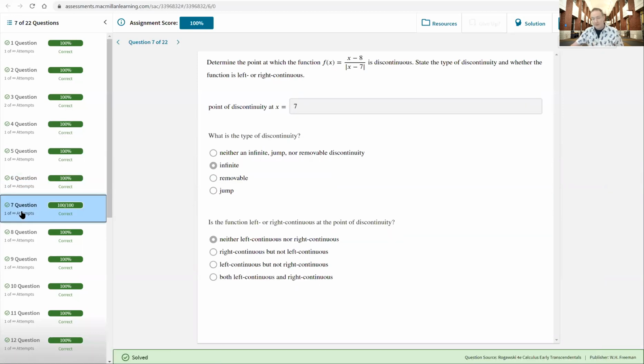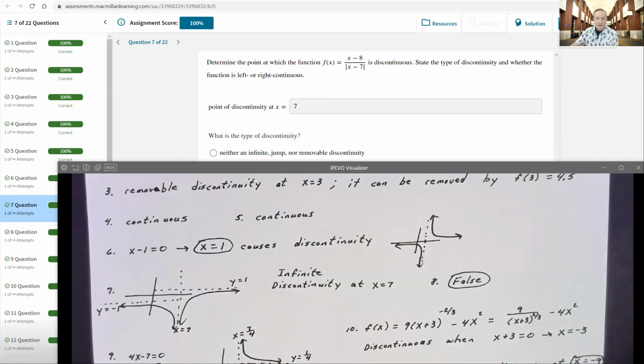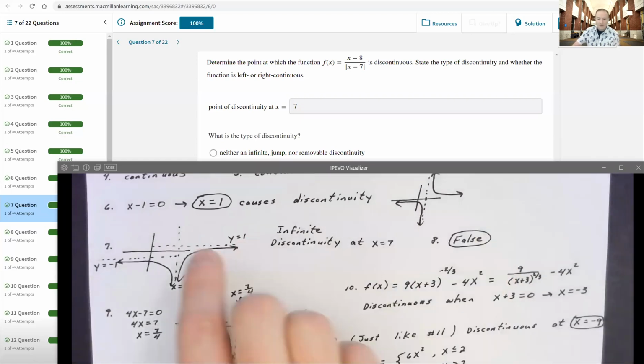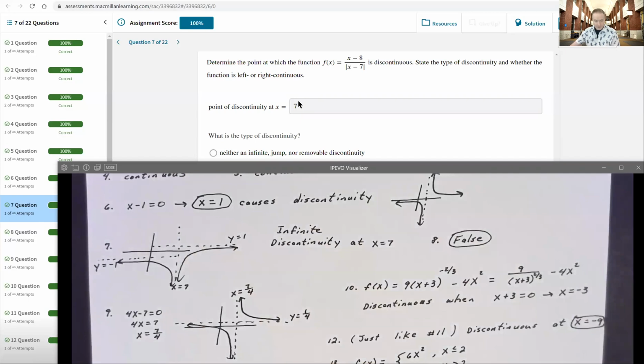Now the next one here, I liked this one. It gave me a rational function, except the denominator was an absolute value: x minus 8 over the absolute value of x minus 7. And again, I wanted to think about what the graph of that is going to look like. I knew the graph would have a vertical asymptote whenever the denominator is 0, and that's going to be at 7. So all I had to do is set the denominator equal to 0 and get the answer to that first question. Now, I have that vertical asymptote at 7.